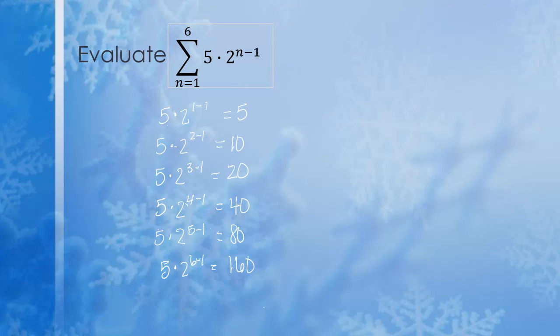Okay? Now remember, I also have to add all of these up. I'm going to add 5 plus 10 plus 20 plus 40 plus 80 plus 160, and I am going to get 315. There we go. So this equals 315. So I've just evaluated. I'm just, remember, plugging in all of my n values from 1 to 6, and then adding those numbers that I get all together.